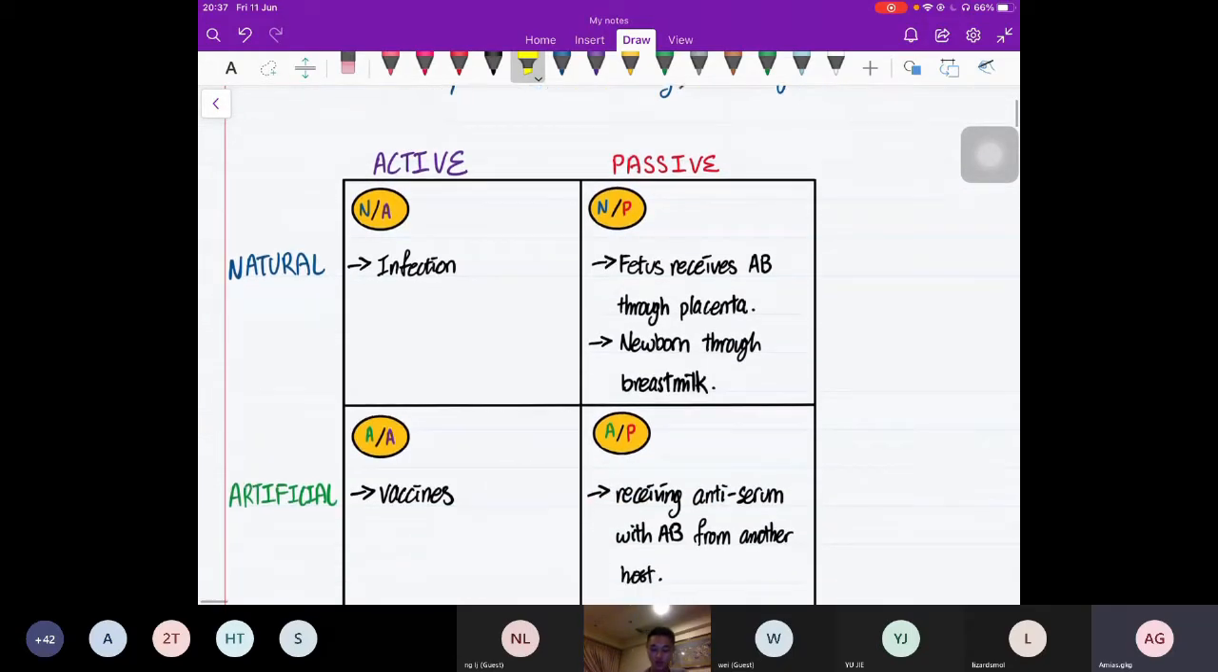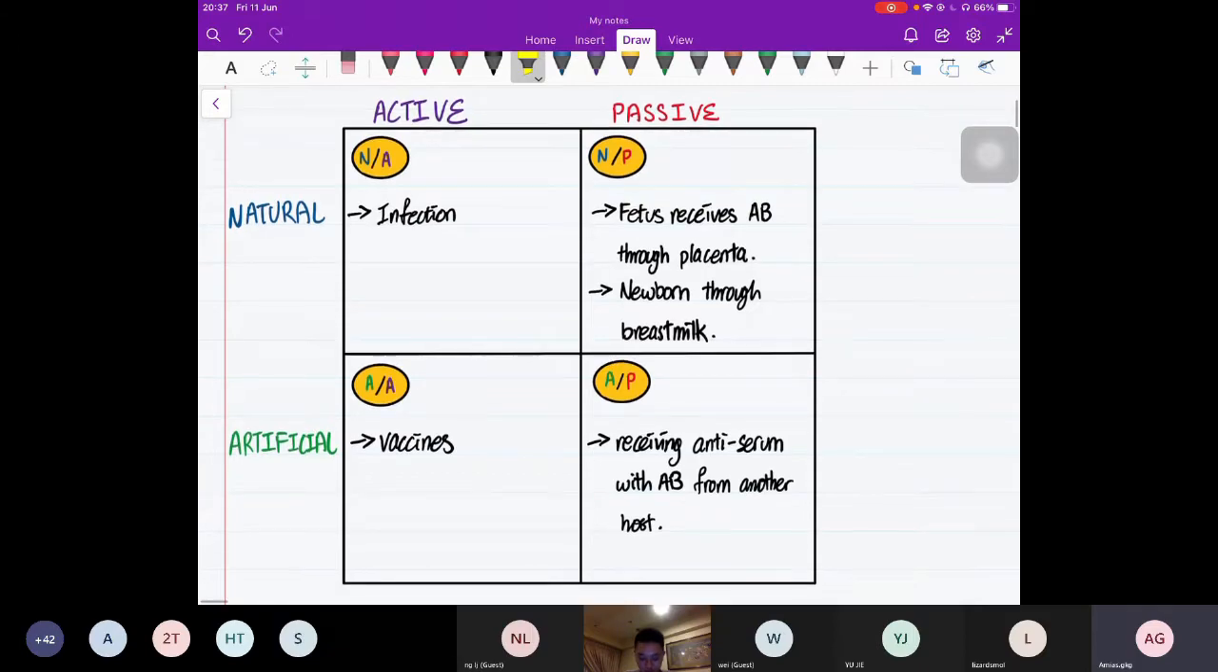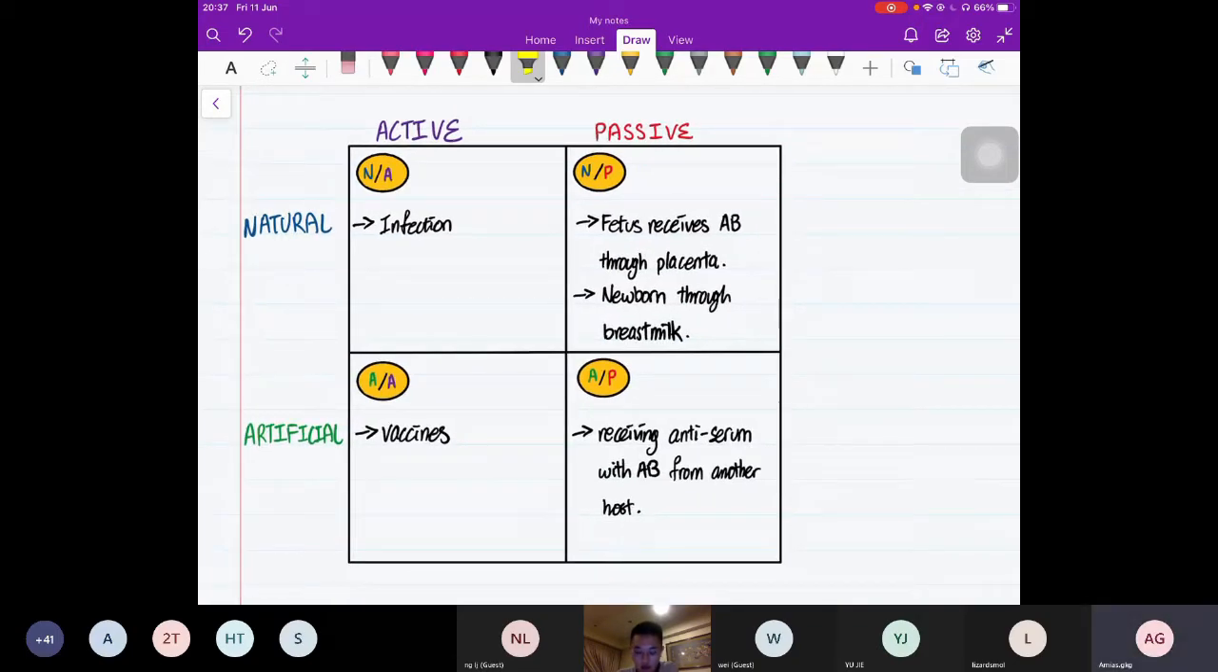Okay, so artificial passive versus artificial active. With artificial active, your immune system participates, therefore memory cells are formed. But with artificial passive, your immune system doesn't participate, and it didn't exist 300 years ago. An example of artificial passive would be anti-serum.